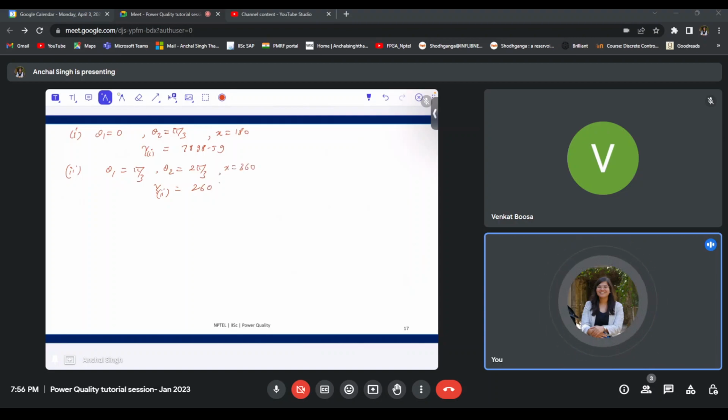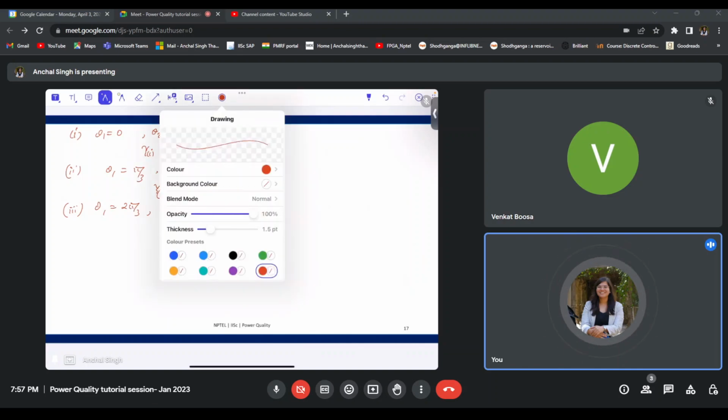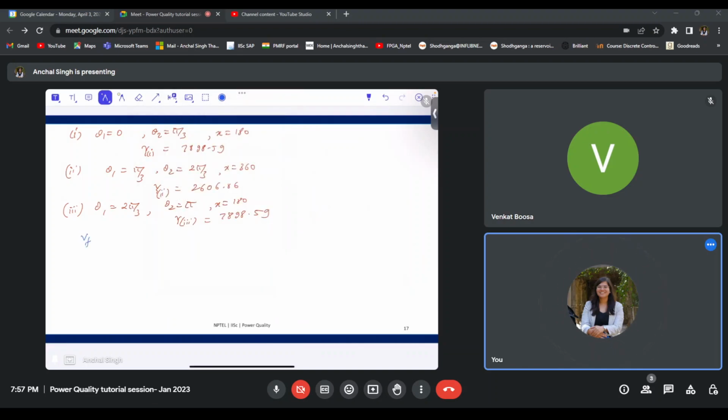So it comes out to be 2606.86. Similarly, for the third part, theta 1 is equal to 2 pi by 3 and theta 2 is equal to pi, and x is again equal to 180 volts. So y for the third part comes out to be approximately 7898.59.